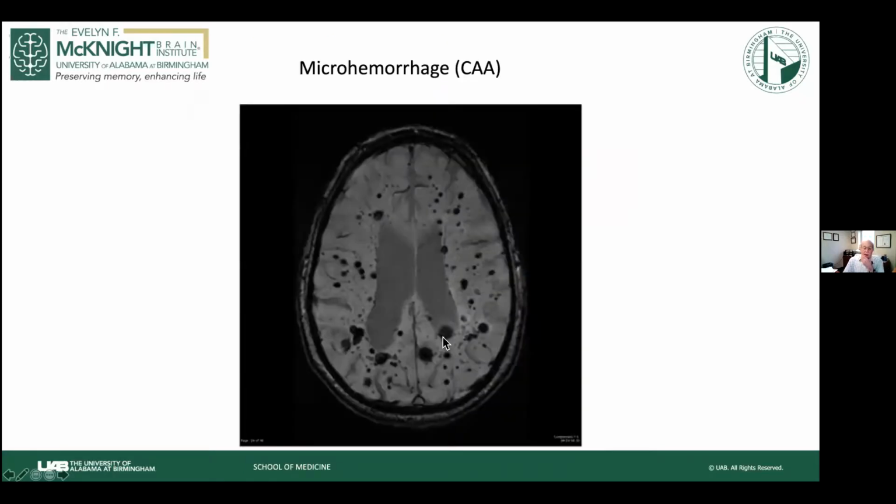And finally, these little Swiss cheese looking holes are microhemorrhages coming about from cerebral amyloid angiopathy. The two kinds of images most commonly used to measure hemorrhage are either susceptibility weighted imaging, or SWI, or gradient echo. And this is an SWI showing the presence of all these little small hemorrhages here, which is associated with cerebral amyloid angiopathy.